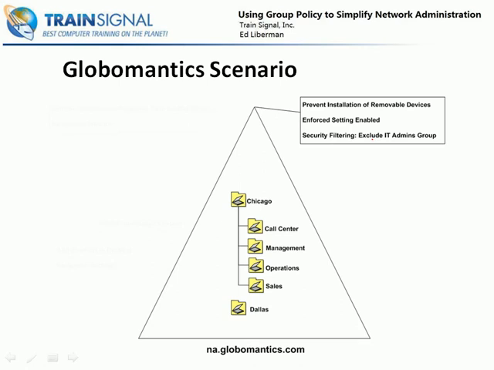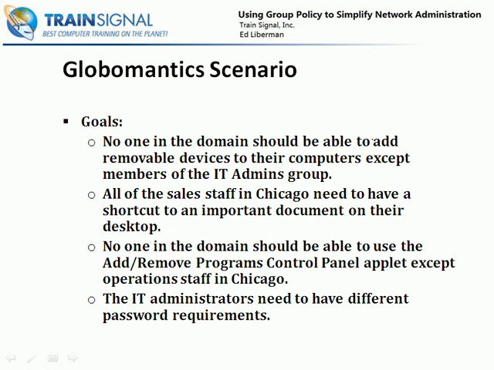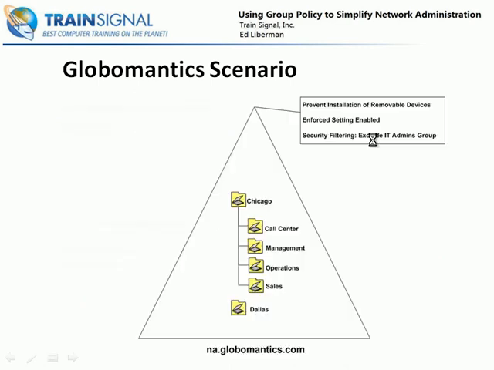Now again, I'm going to take you in and we're going to go through the steps and do this in the interface in just a few moments. But this is the way we're going to solve the goals. The second goal says all of the sales staff in Chicago need to have a shortcut to an important document on their desktop. Okay, well this is easy enough. We created a GPO to add that shortcut to the desktop and link it to the sales container. Done, right? Nothing special we have to do. No block inheritance, no enforce, no filtering. Just add the shortcut to the desktop, link it to the sales container.